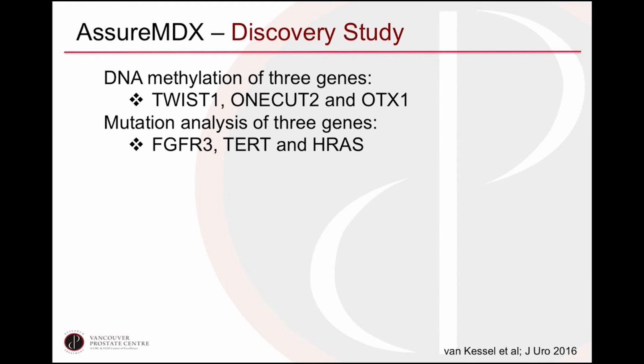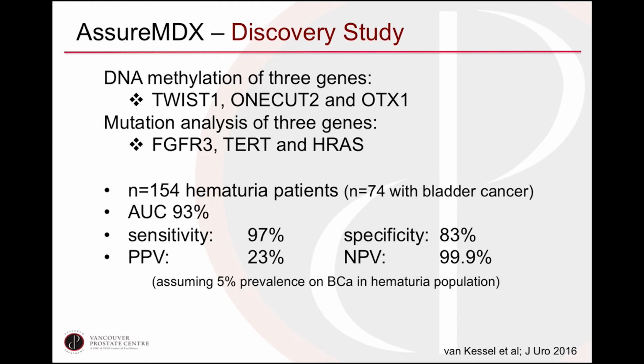But they've also combined it with mutation analysis of 3 genes that we know are very important, especially in non-muscle invasive disease. In a discovery set, so this was testing it for the first time in 154 patients with hematuria, you see that 74 had bladder cancer. So again, we have this problem of really too high disease prevalence. The area under the curve, so the accuracy, was 93%.